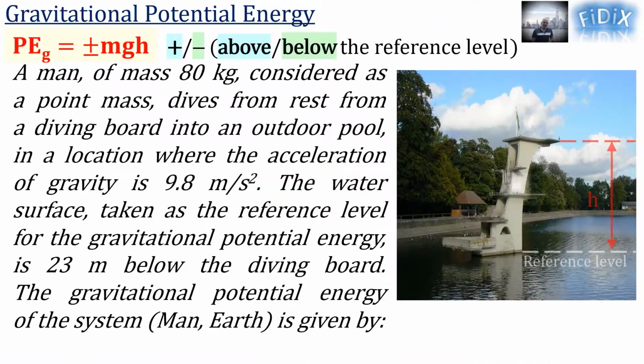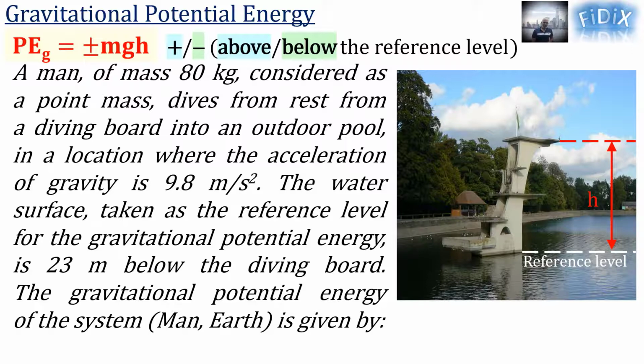For example, a man of mass 80 kilograms, considered as a point mass, dives from rest from a diving board into an outdoor pool in a location where the acceleration of gravity is 9.8 meters per second squared. The water surface, taken as the reference level for the gravitational potential energy, is 23 meters below the diving board.